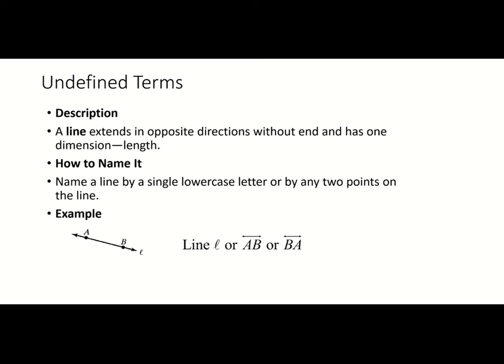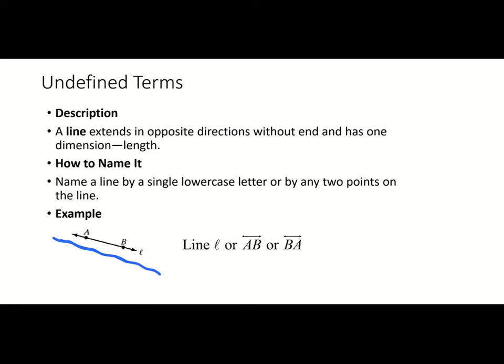All right, and here is our second undefined term, and this one is for a line. We talked briefly about a line in the other section. So a line extends in opposite directions without end and has one dimension, length. Now, one thing to mention with a line, because the line extends in opposite directions without end, while it has length, you can't measure a line. You can measure a line segment, which we'll talk about later.